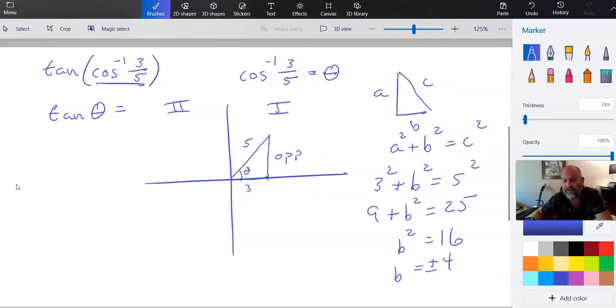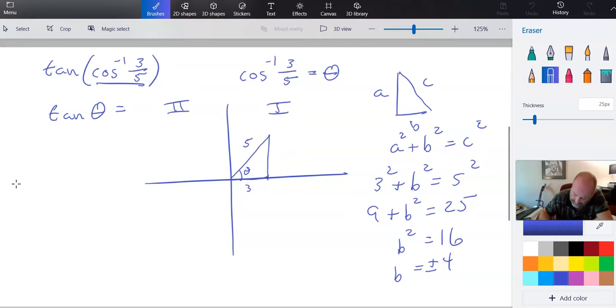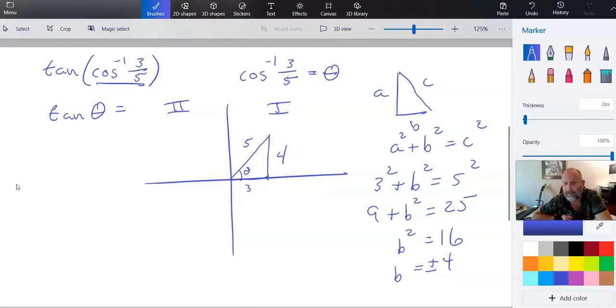Okay, well, we're in the first quadrant. We're not going to be minus 4, right? So that means it's the positive value, and we'll go from there. So now that we know what this side length is, we can work out what the tangent of that angle is, and it is 4 over 3, the opposite over the adjacent side.